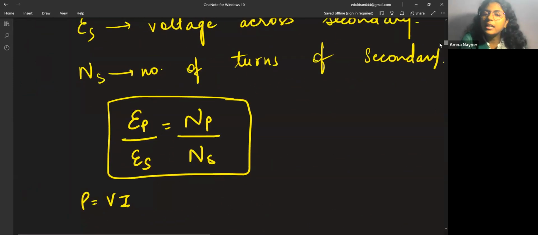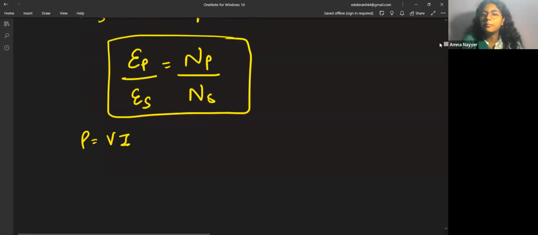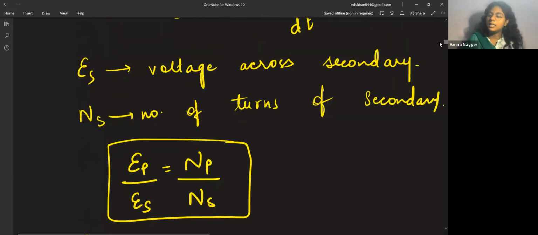See, when we take the ratio of EP, this EP is equal to NP d phi over dt and ES is equal to NS d phi over dt. If you take the ratio, d phi over dt will be cancelled. So you will be left with this relation, EP by NP is equal to ES by NS. This relation you will be left with. EP by ES is equal to NP by NS.